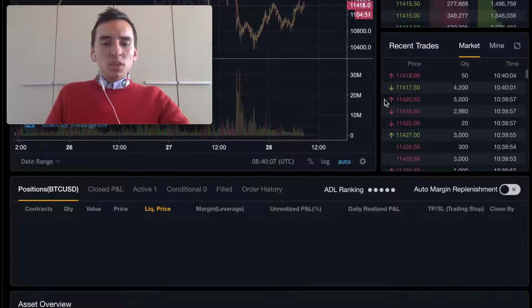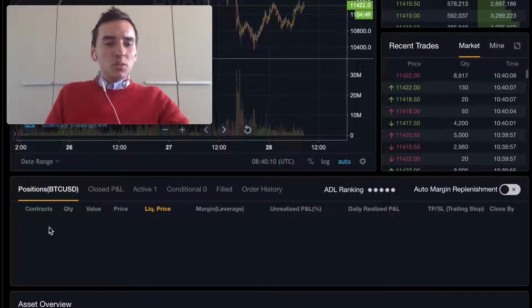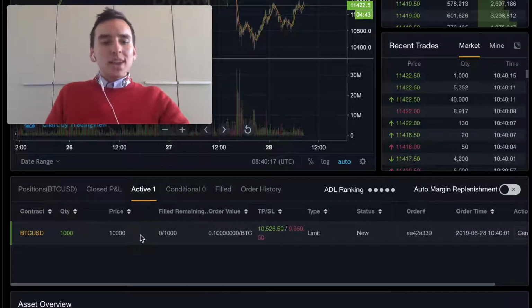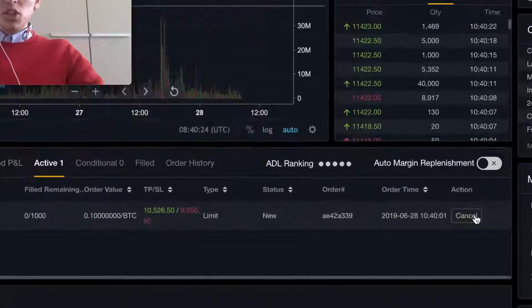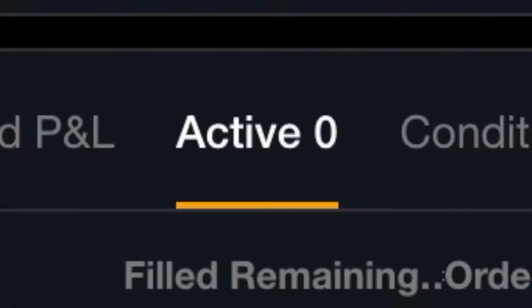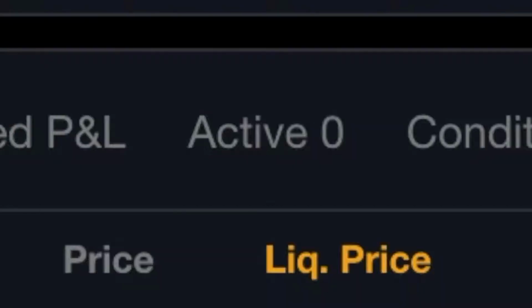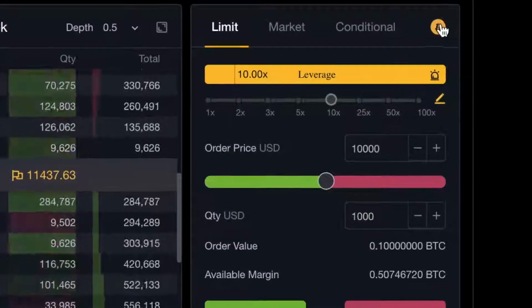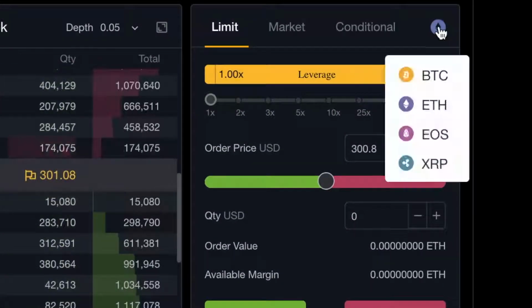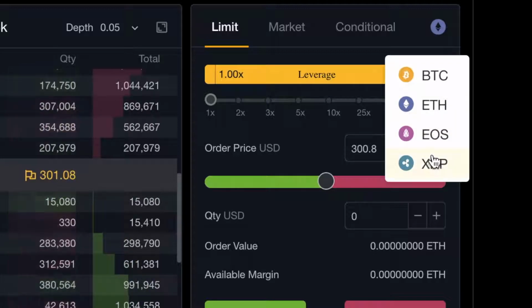And if you go down, we can see that we don't see our position here because it is not open yet. It's right there under active because it's a limit order. It is now waiting to get filled. And if you want to cancel this, you can just click right there, and now this order is canceled and you have no active orders anymore. And now we traded Bitcoin. If you want to trade anything else, you click up there. You can trade Ethereum, and you can trade EOS or XRP if you want to.